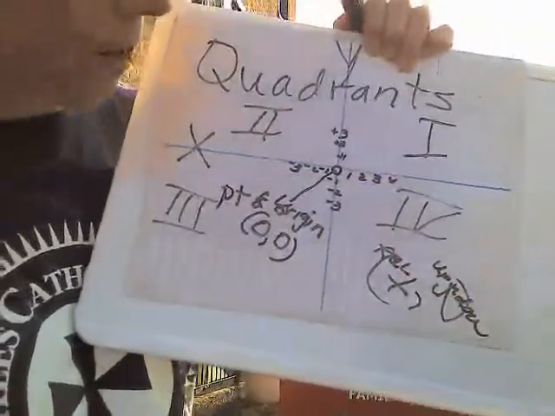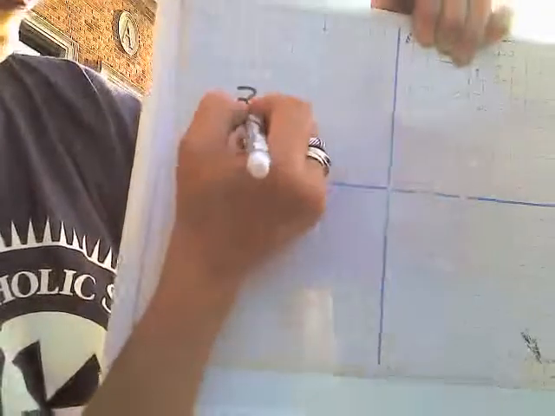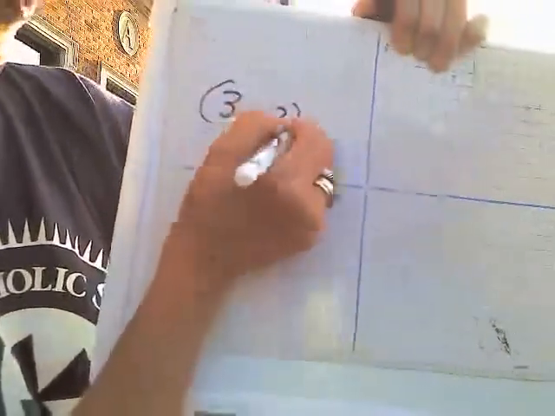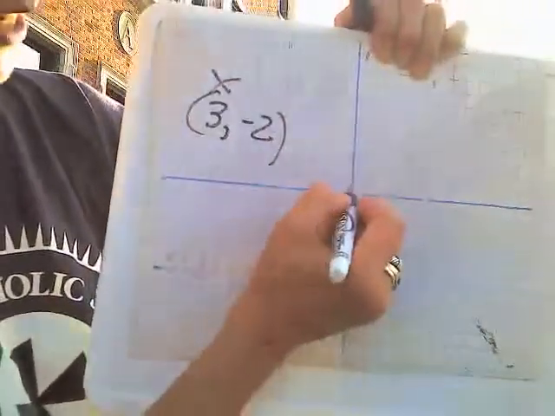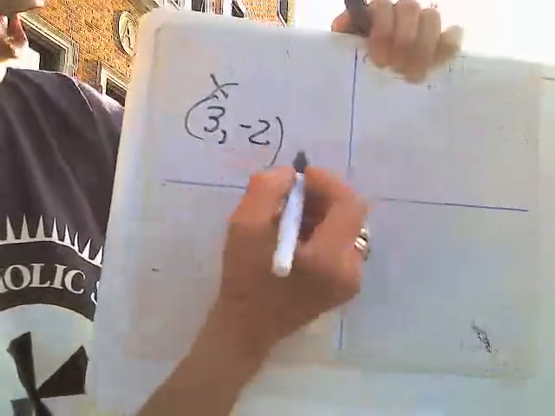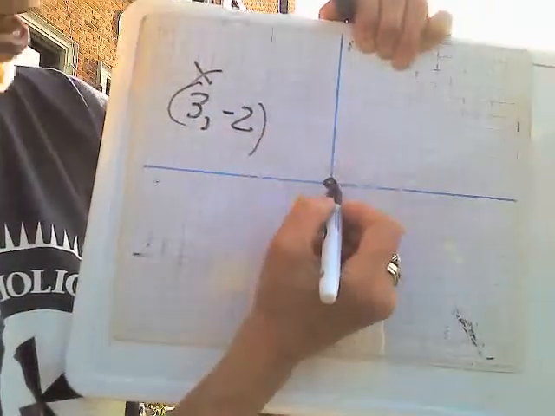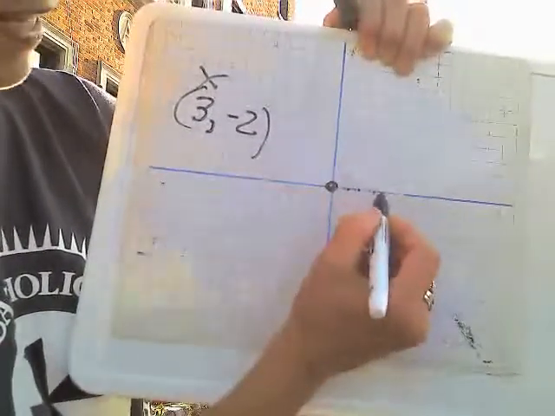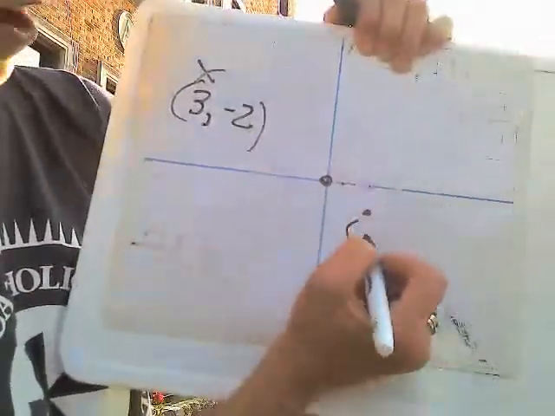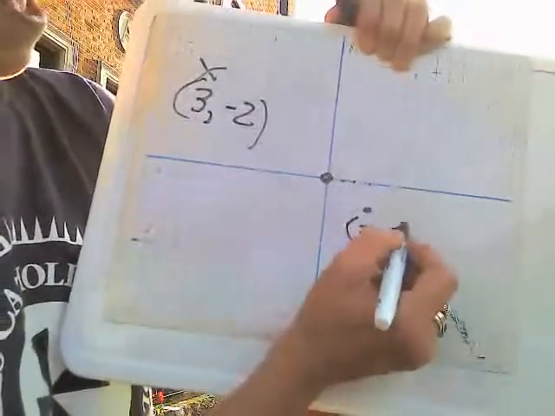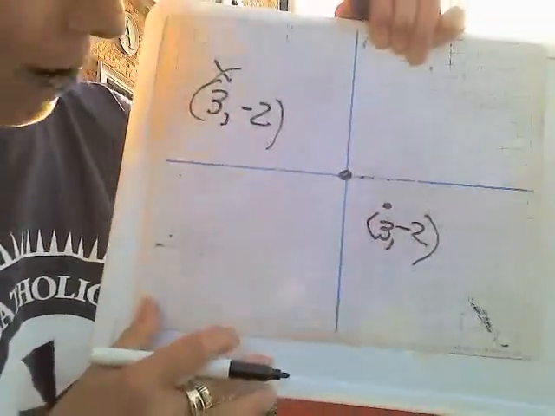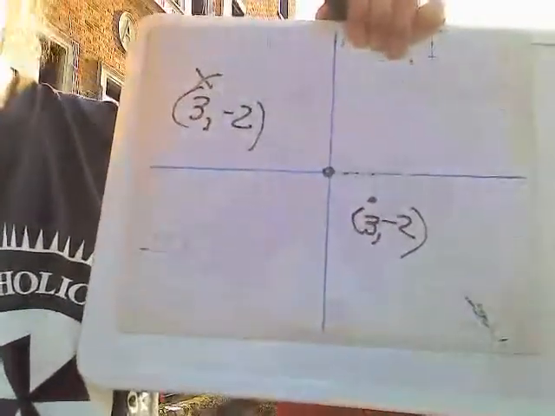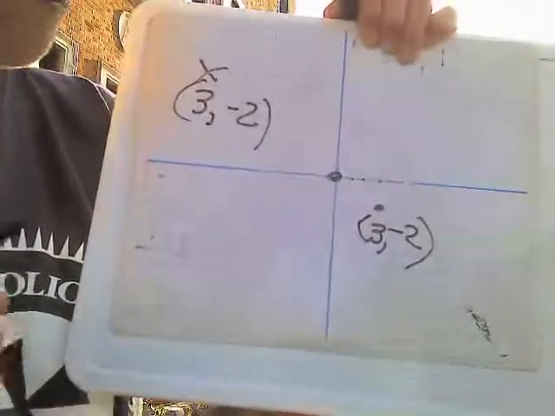So let's erase some of this and see if you can see how to plot a point. So if I had 3, -2, remember the X comes first. I'm going to start at my point of origin. Go right or left. I'm going to go right 3, 1, 2, 3, and then down because it's a -2. There is my point. 3, -2. All right, everybody understand? It's very easy. Just make sure your X comes first.